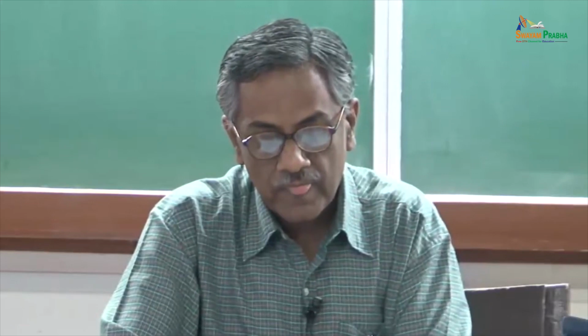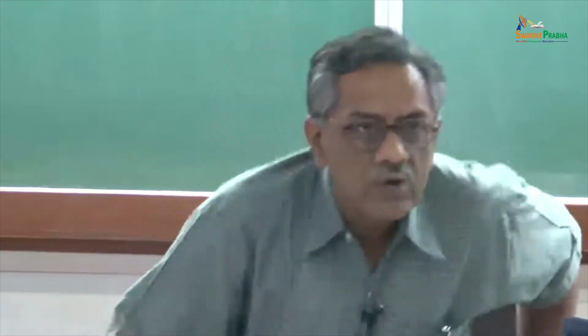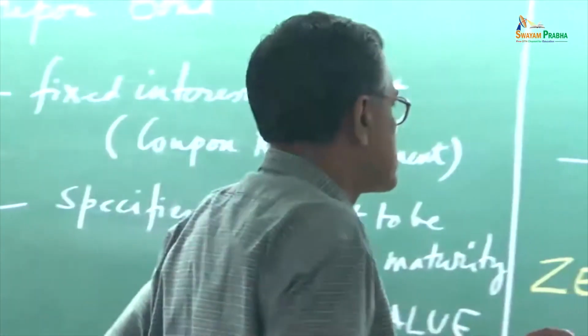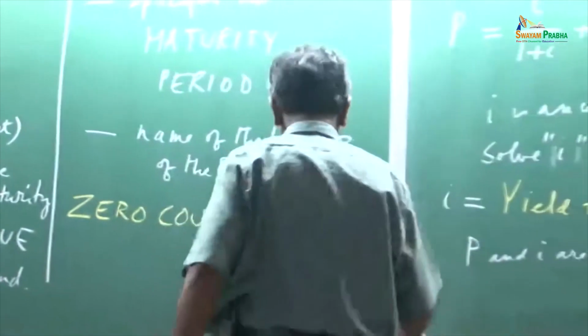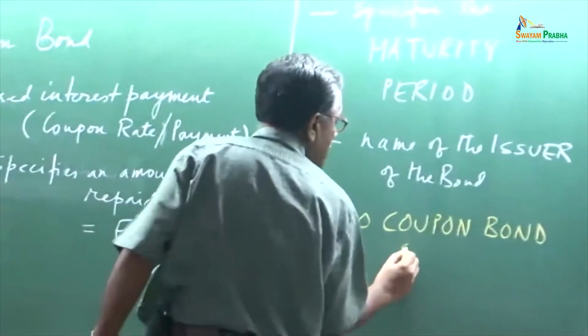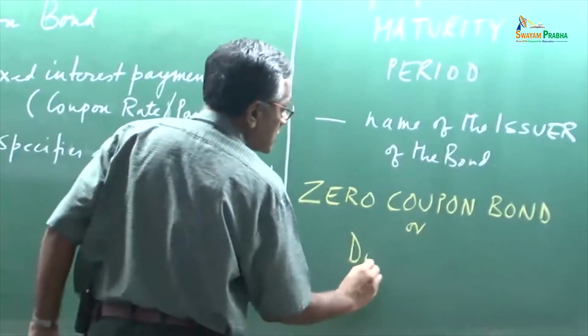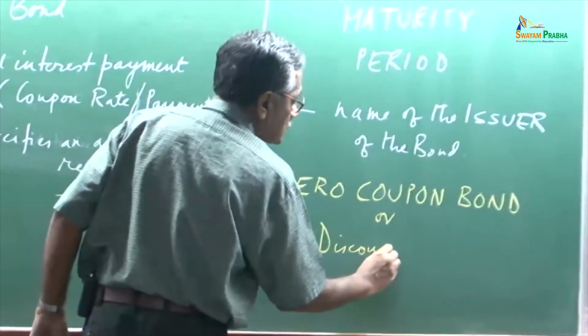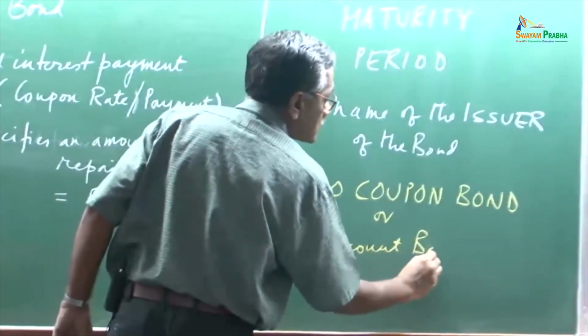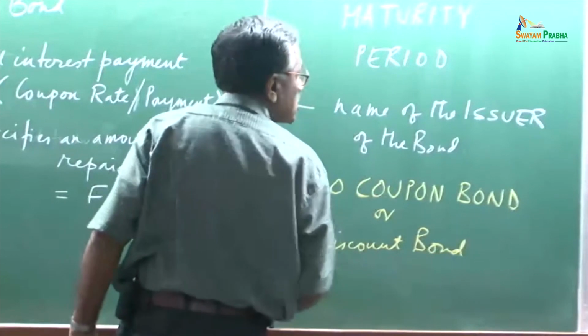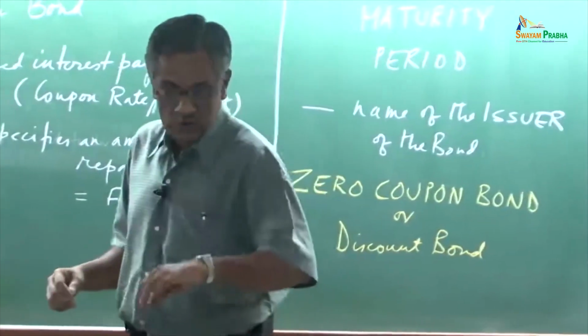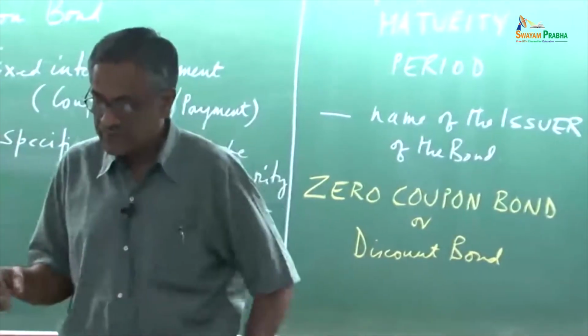So on anything, now, this zero coupon bond, another word that is often used, please remember, is a discount bond also. Zero coupon bond has another name because it is sold at a discount, it's called a discount bond. And yield to maturity is of course something which you have there.